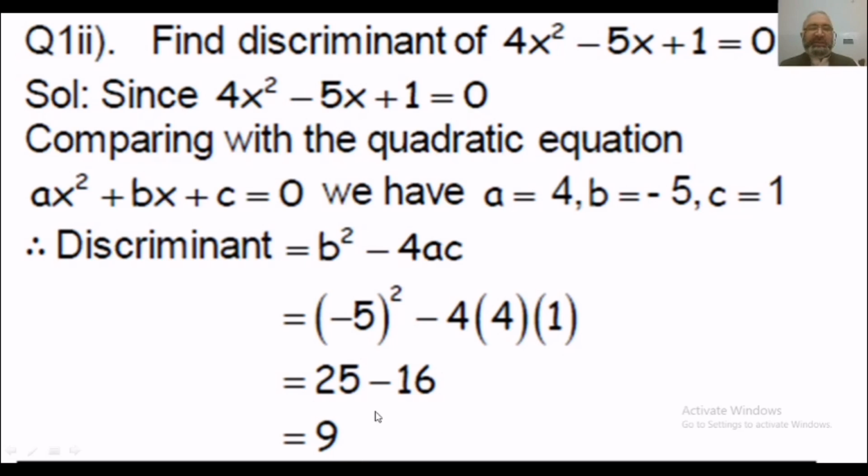Thus we can get different discriminants. It may be 0, less than 0, greater than 0. It may be a perfect square or a non-perfect square.